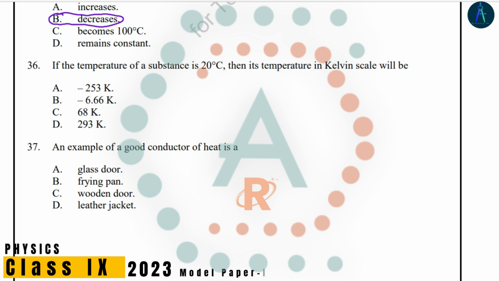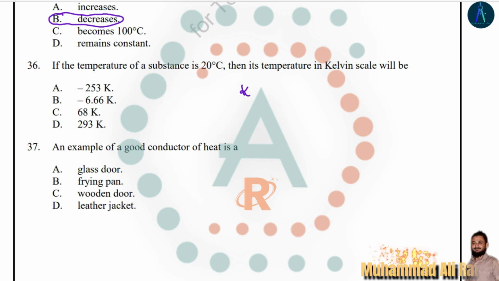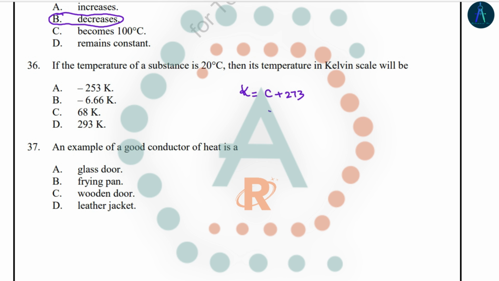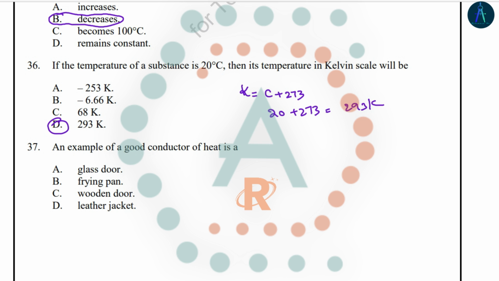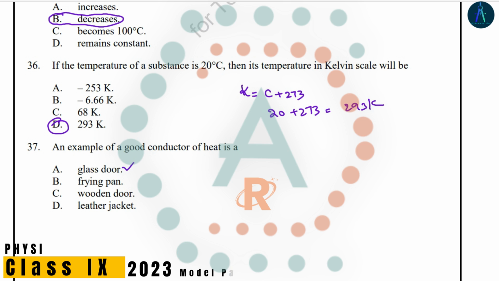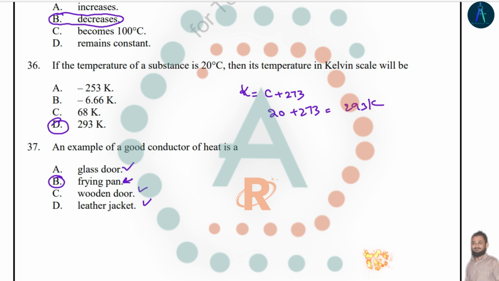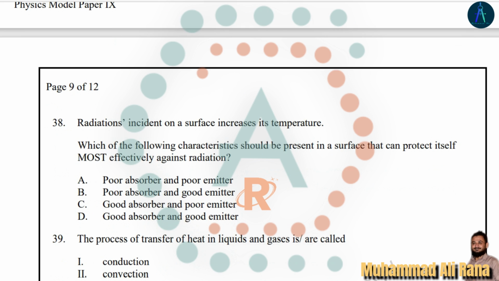If the temperature of a substance is 20 degrees centigrade, then its temperature in Kelvin will be. We know that the Kelvin temperature is equal to C plus 273. So C is 20, and by adding 273, we get 293 Kelvin. So option D is the right answer. Let's identify the good conductor. The wooden door, leather jacket, and glass doors are insulators, while the frying pan is a conductor. So option B is the right answer.